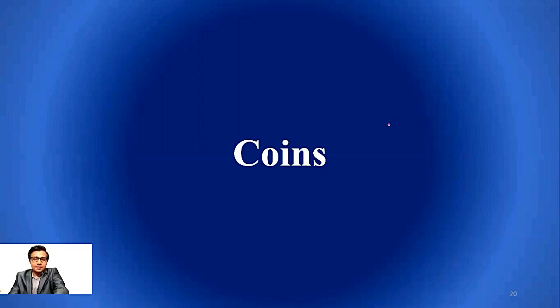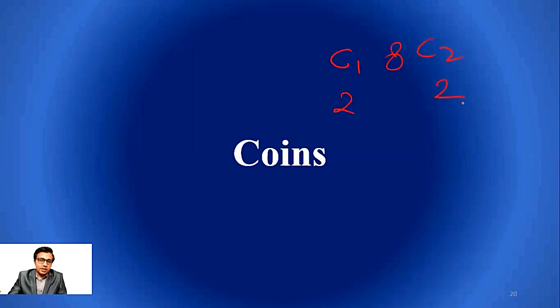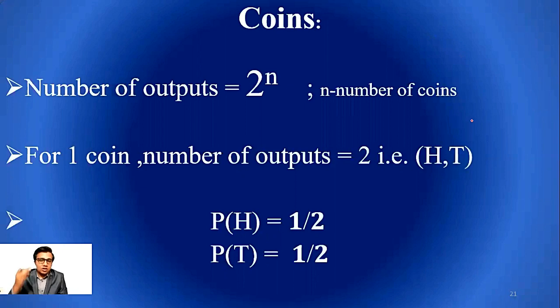How about two coins? If you have two coins, you are tossing coin one and coin two. In coin one, two events are possible, head and tail. Again, coin two, two events are possible, head or tail. So total four events are possible. Similarly, if n coins are there, 2 × 2 × 2 × 2, n times, which means total 2^n events are possible. So that becomes the formula. If n coins are there, total number of outputs will be 2^n.